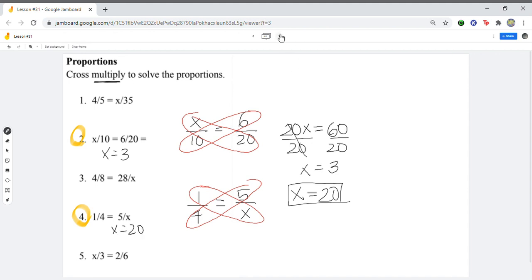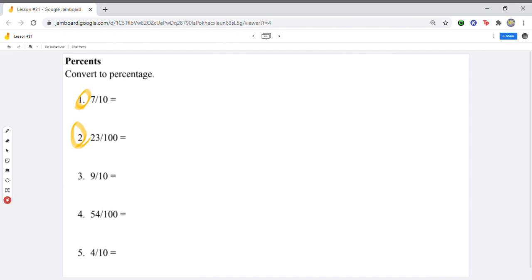Now the last section we're going to go over is how to convert to percentages. The problems you're going to get, 1 through 10, are all going to be either over 10 or over 100. I'm going to go over each one of them. So I'm going to go over 1 over 10 and 1 over 100 in order to show you how to convert each of them into a percentage. I'm going to go over number 2 first because I find over 100 easier.